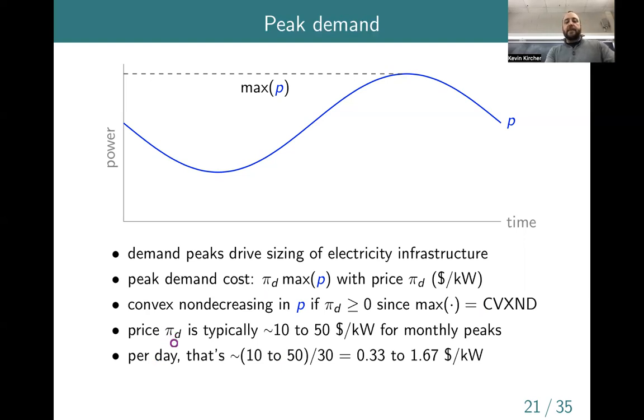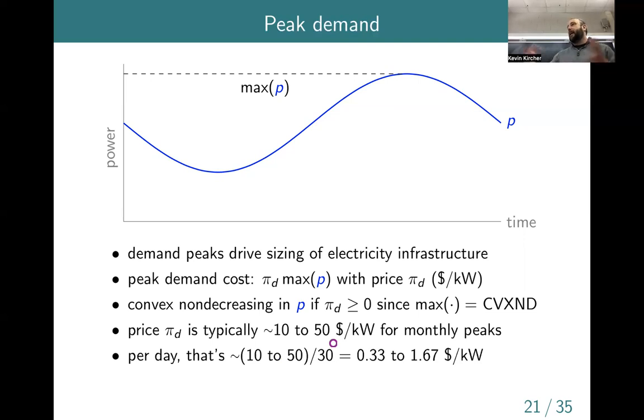The price pi d is typically for, so you most often see actual demand charges on industrial or commercial electricity rate plans. They're not so common for residential rate plans. And again, I think this gets back to the fairness issue that you brought up. But for these commercial and industrial plans, it varies depending on where you are in the country. But typically we're in the range of $10 to $50 per kilowatt for the peak that happens over an entire month.